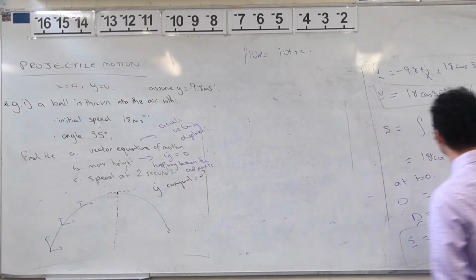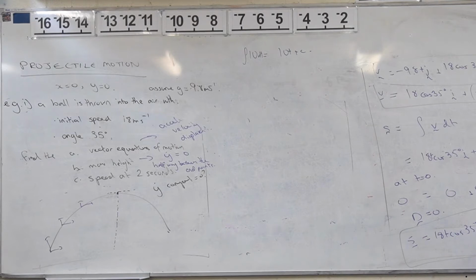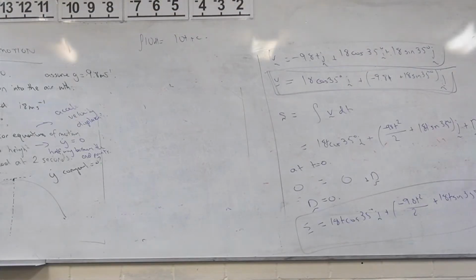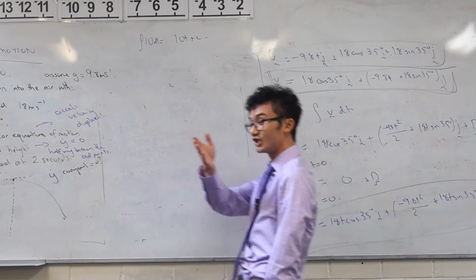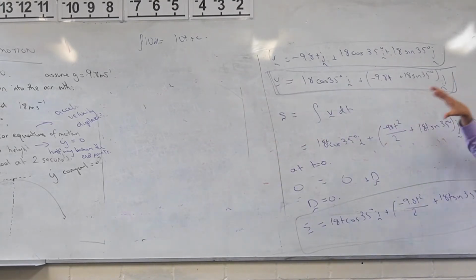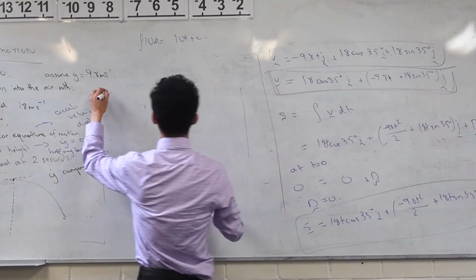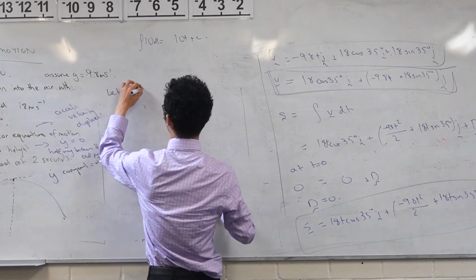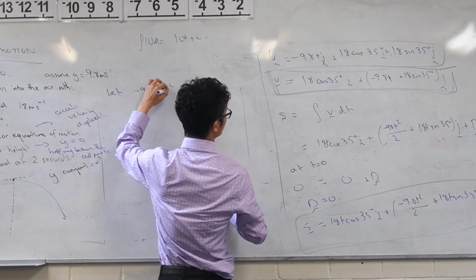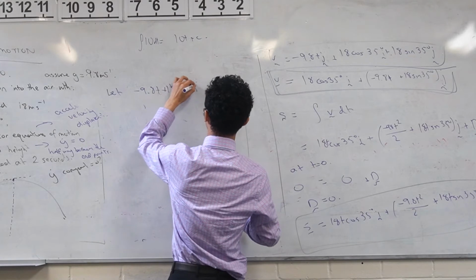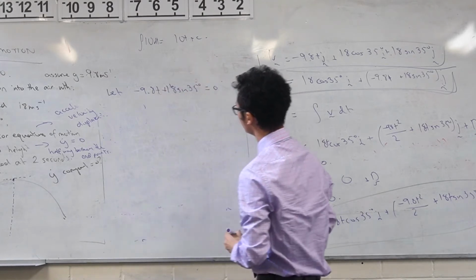So basically, once you have the equations, you use them to solve these. So go to your velocity one. Which one's the y component? So here's our velocity equation. So what's the y component really asking for? Well, I know something should be equal to 0. The j, yeah, the j. Well, this is your vertical, right? So here, we'll let negative 9.8t plus 18 sine 35 degrees equal to 0.